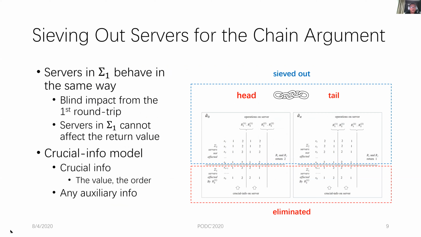To address the second challenge, we eliminate all the servers which are affected by the first round trip. Since in the first round trip, the client does not know anything about the outside world, it can only blindly update the data on the servers. Our chain argument can still be conducted on the remaining servers.